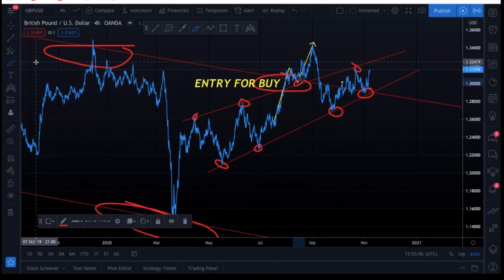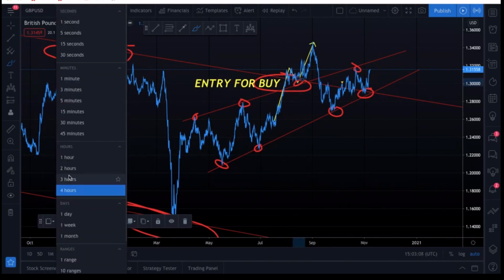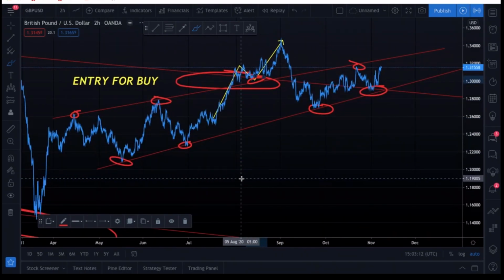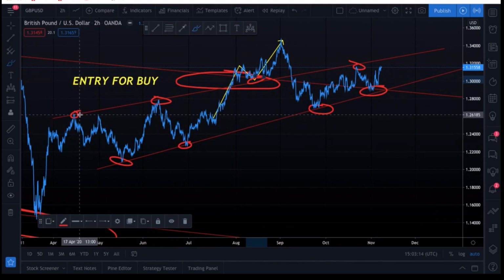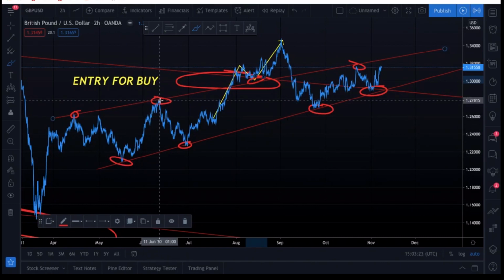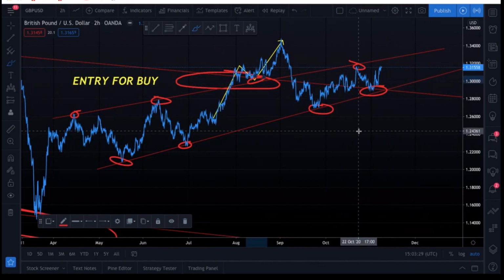Let's take a different time frame now. Say 2 hours. As you can see, market was here at this point, and from there it came down here. Support. And it bounced back from that point. You can see it's moving along within this trend lines.